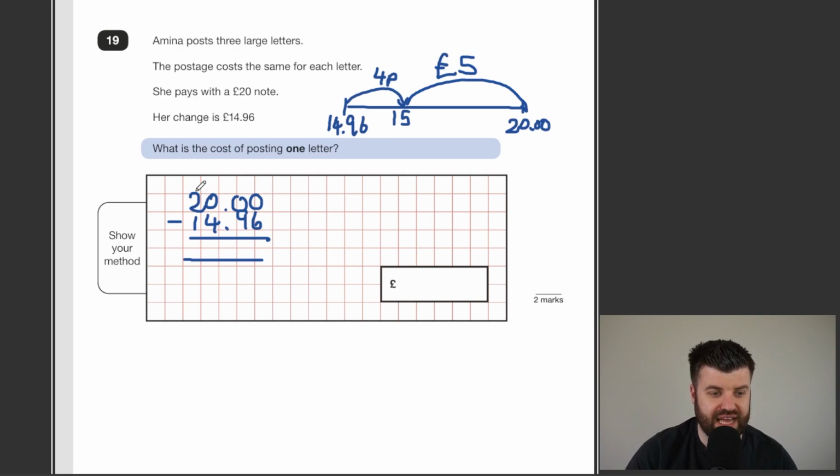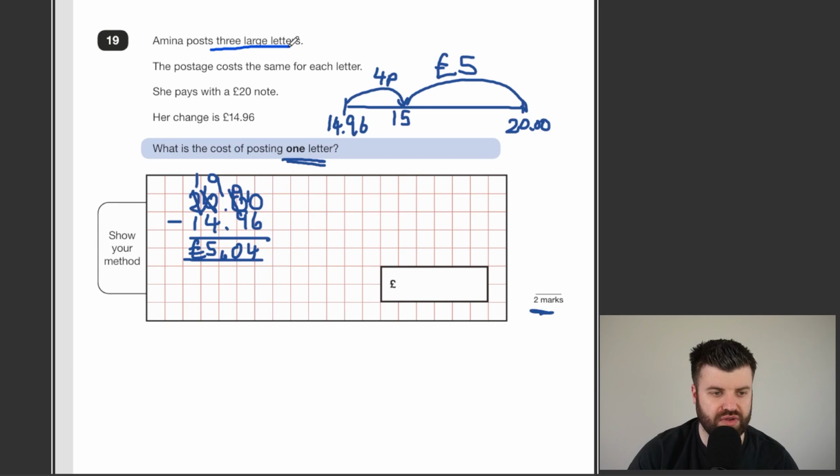Notice how much easier that is than doing all of this, exchanging 10 and then getting 9 and then exchanging and getting 9 and then exchanging and getting 10. There's so much room for error there, but we'd end up with the same answer, which is £5 and 4 pence. But this is a 2-mark question, so we know we're not going to stop there. We've only done one thing. Now we need to figure out the cost of posting 1 letter.